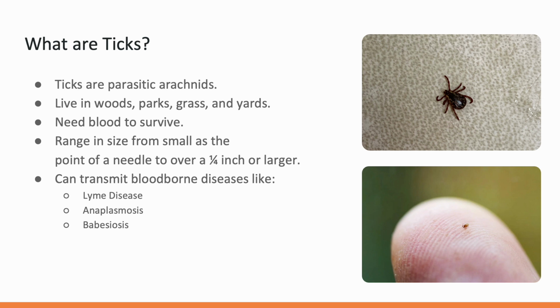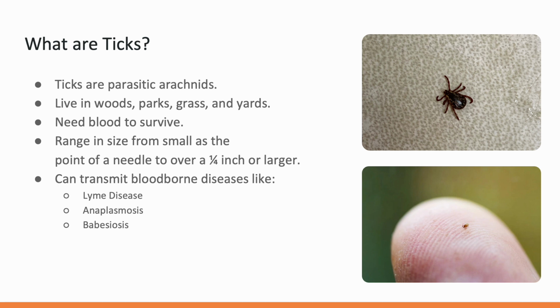For those not familiar with ticks, ticks live in woods, parks, in the grass, and sometimes even in yards. They feed on the blood of mammals, birds, and even amphibians or reptiles to grow and survive. Ticks can range in size throughout their life cycles. Nymphs may be as small as the tip of a needle, as shown to the right, or longer than a quarter inch.